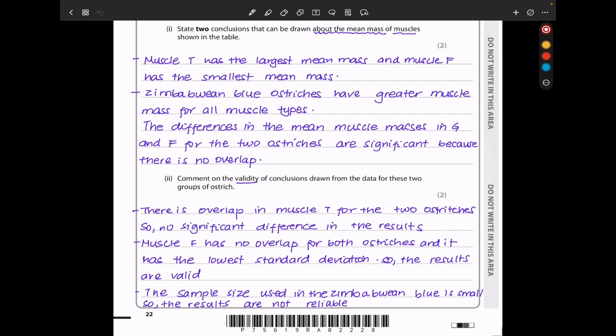They say comment on the validity of conclusions drawn from the data for these two groups of ostrich. When they talk about commenting on the validity, we have to talk about if there is overlap or not. We have to talk about the methods used to collect data, talk about the sample size, and so on. So I say there is overlap in muscle T for the two ostriches, so no significant difference in the results. Muscle F has no overlap for both ostriches. It has the lowest standard deviation, so the results are valid. The sample size used in the Zimbabwean blue is small, so the results are not reliable.